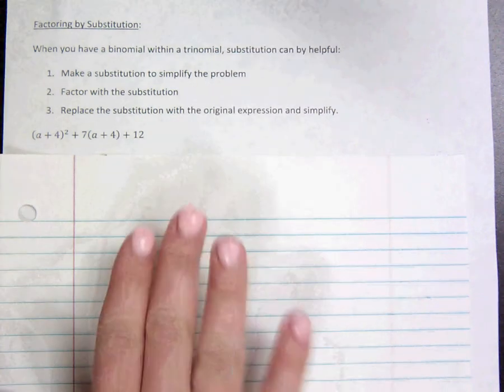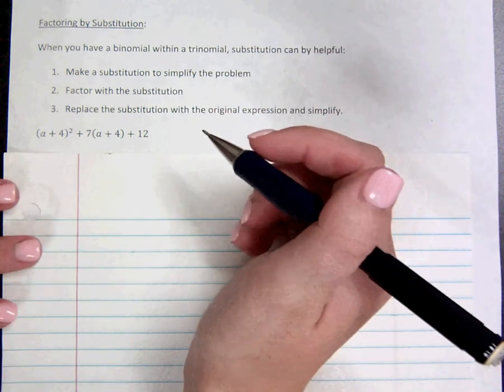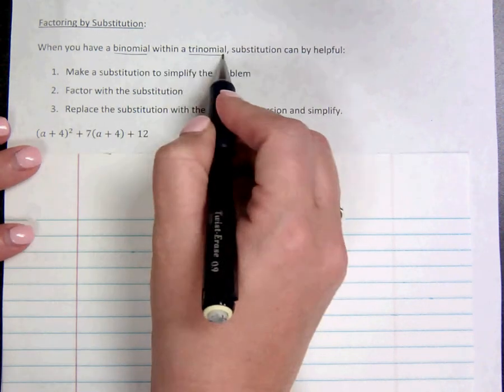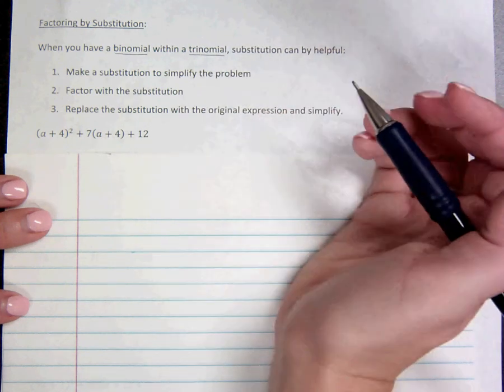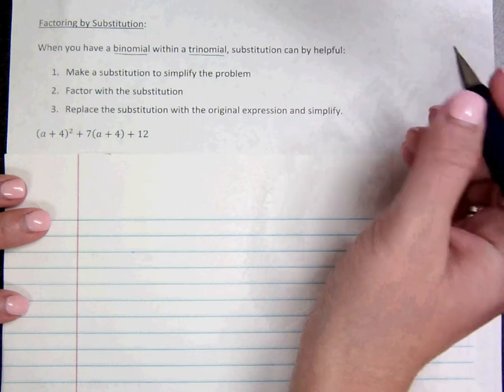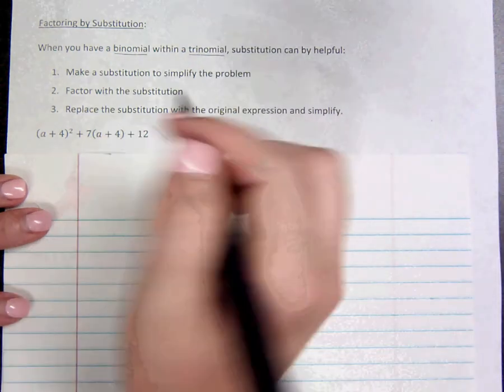Alright, this is a little subsection in section 9.2. It's still the basics of factoring, but it's with using a technique called substitution. So when you have a binomial within a trinomial, which looks like a mess, substitution can be helpful. And this is a skill you'll see in college algebra. You'll also see it if you move on to calculus. It's a very handy skill, nice tool to use to make your life a little easier.